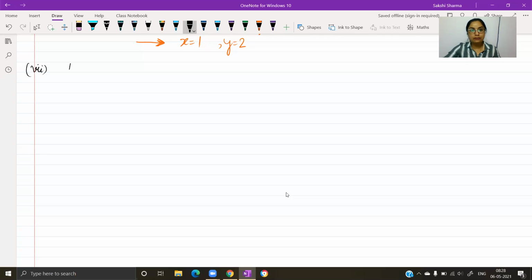Seventh part, we have 10 over x plus y plus 2 over x minus y equals 4, and 15 over x plus y minus 5 over x minus y equals -2. These last two parts, seventh and eighth, are very important.